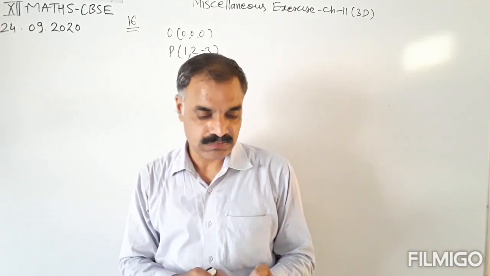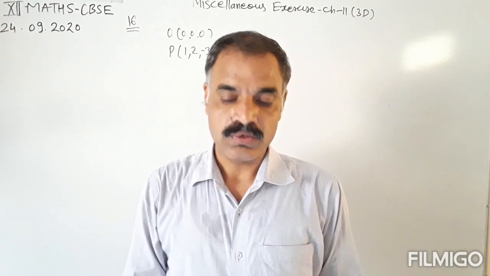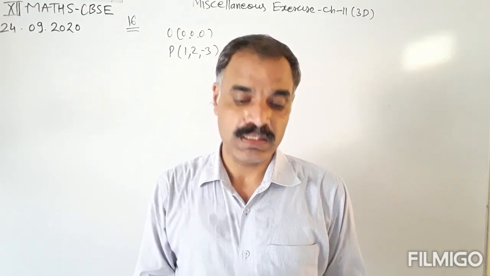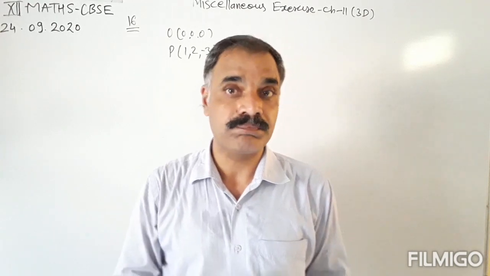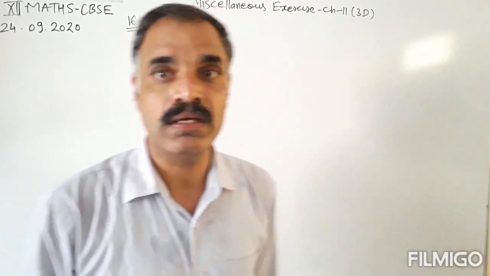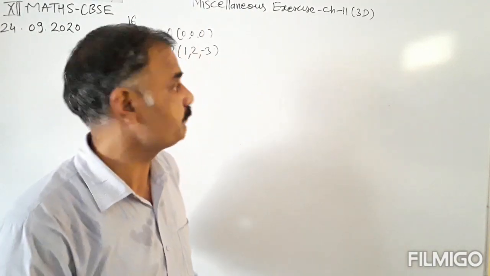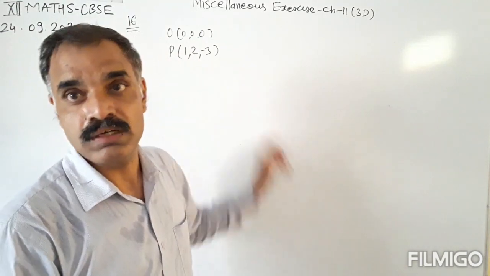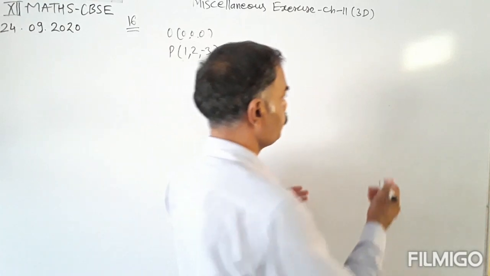Question number 16 is given as: if O be the origin and the coordinates of P be (1, 2, -3), then find the equation of the plane passing through the point P and perpendicular to OP. So we have to find the equation of the plane which is passing through the point P, that is (1, 2, -3), and perpendicular to the line OP.